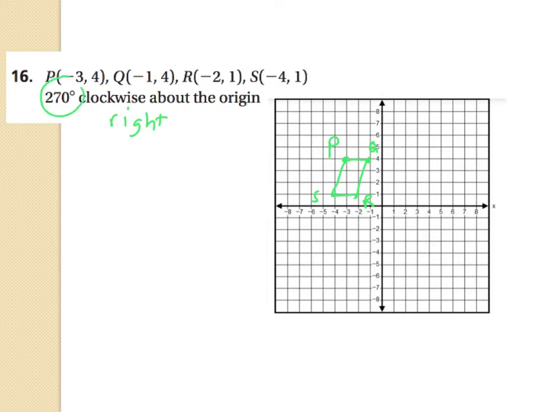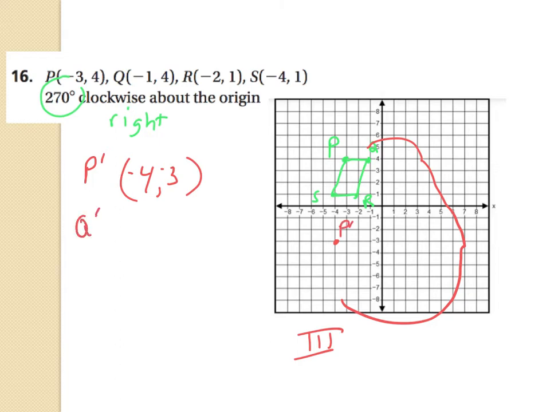This time we're going to 270. So when you take it, and we're going clockwise, which is going to be to the right, we're going to cross over 1, 2, 3, which is going to put us in the third quadrant. So we're going to be swapping the signs, and they're both going to be negative. So we're going to the right. And that was going to give me P prime. Then we're doing Q. We're going to swap the signs, swap the order. It's going to the third quadrant. So -4, -1, and that's going to be our Q prime.